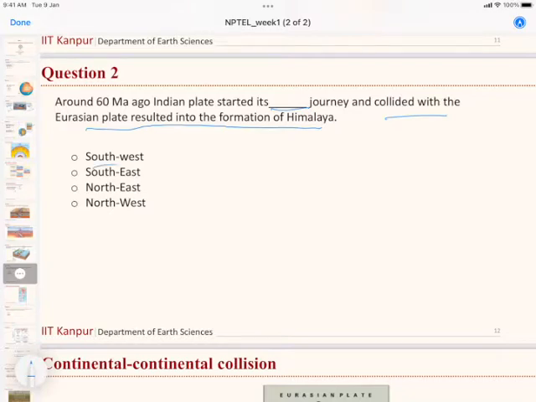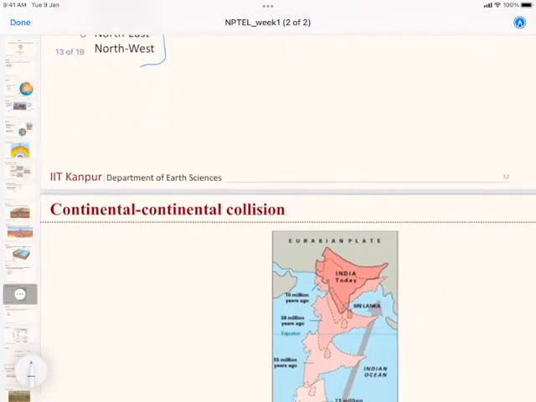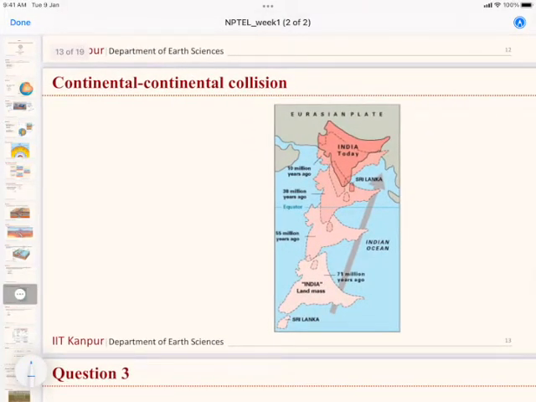So these are the options available that we have. To answer this question, let's see how the Indian plate started its journey before the collision. So this is the figure, I think you all can see. It started around 71 million years ago, and then it moved towards this direction.